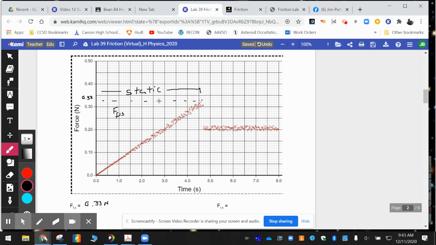Now, if this is the static region, what do you think this region here is? Kinetic region. Yeah, you're right. Yeah, it was friction. You're right, but it's kinetic. This is moving. Kinetic. Now, is the kinetic less than the static?